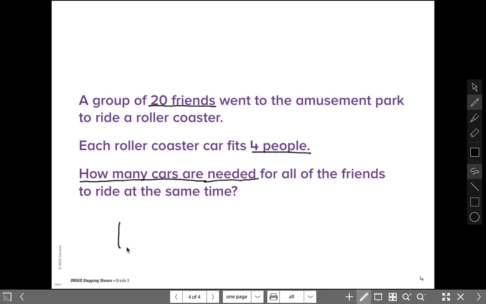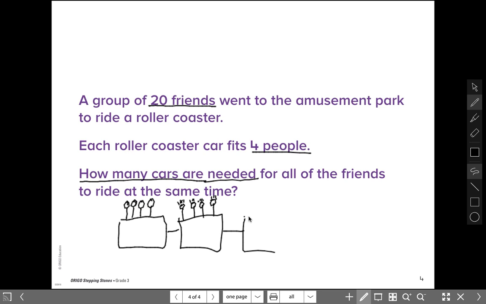So I'm going to draw a roller coaster car with 1, 2, 3, 4 people in it. Okay? Then I'm going to draw another roller coaster car with 1, 2, 3, 4 people in it. These guys are closer to the front, so their hair is all standing on end. Okay. Am I to 20 yet? Okay. So I'm going to draw another roller coaster car with 4 people in it. Okay. These guys all have their hands thrown up in the air.